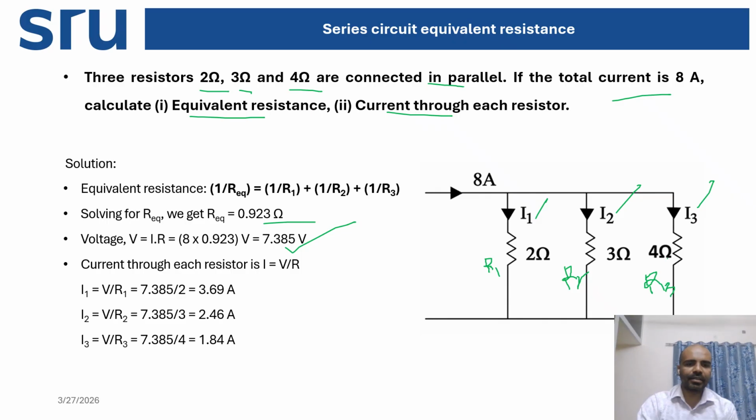So the equivalent resistance is 0.923 ohm. So the voltage drop across the equivalent resistance is 7.385. So you know that the same amount of voltage is applied to R1, R2 and R3. So you can easily calculate the current, you know the resistance, you know the voltage drop across each resistance. Then by applying Ohm's law, you can easily calculate I1, I2 and I3.